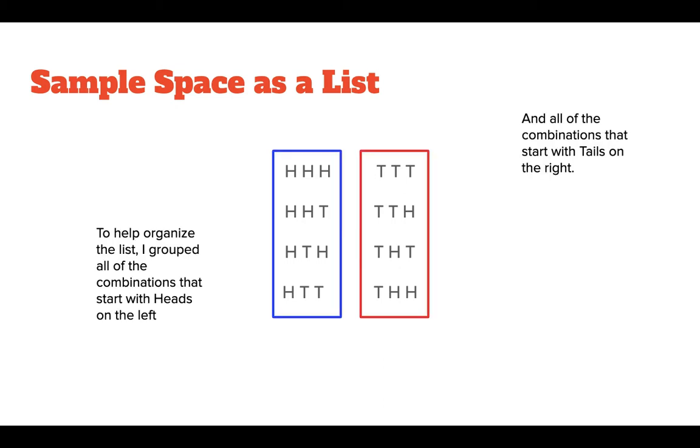And just out of convenience, I split this list so that it wasn't as hard for me to look at. I just made 2 lists, one assuming that the first person had a head, and then one assuming that first person had a tail, and it just helped me organize my list a little easier because now I just have to jumble the numbers in the back.